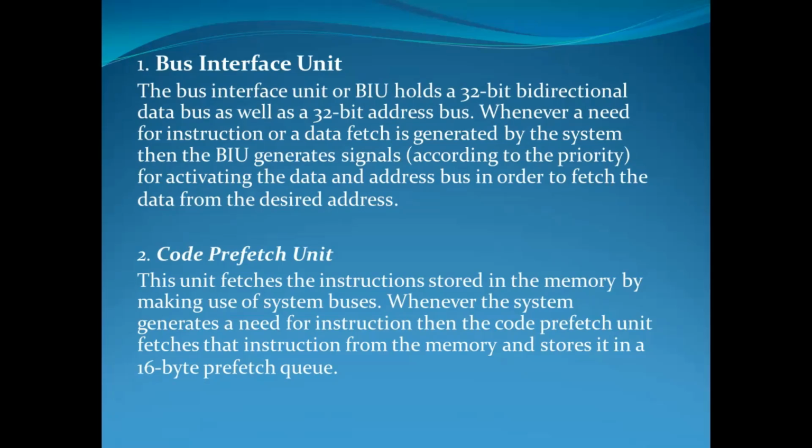It is to be noted that code prefetch holds a lower priority than data transfer, as whenever a need for a data transfer is generated by the system, the code prefetch immediately loses control over the buses, so that the bus interfacing unit can transfer the required data. But prefetching an instruction and storing it in a queue reduces the wait for the upcoming instruction to almost zero.